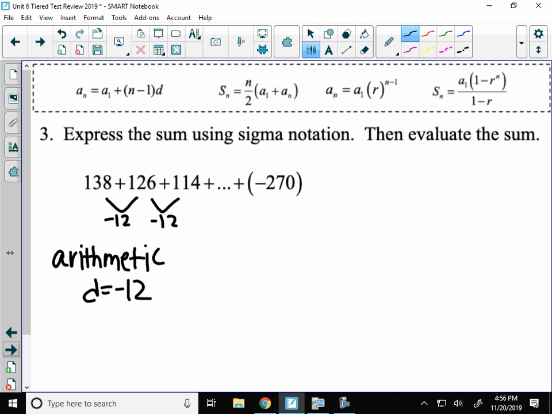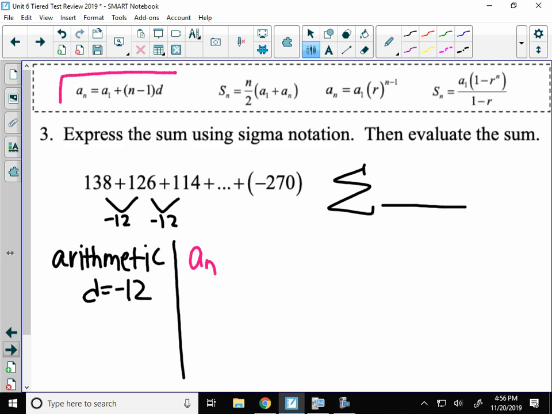All right, now, in order to express the sum in sigma notation, the first thing I need to do, because remember we're going to use sigma right here, I need to come up with the equation that comes after the sigma. So I need to come up with the a sub n formula. To do that, I'm going to use this formula right here. So I know my first term is 138.